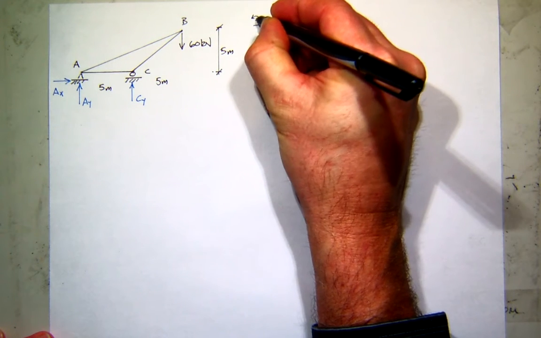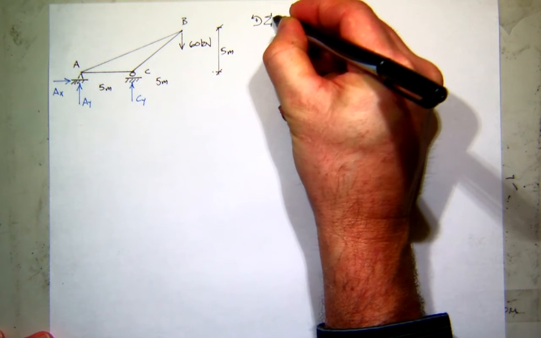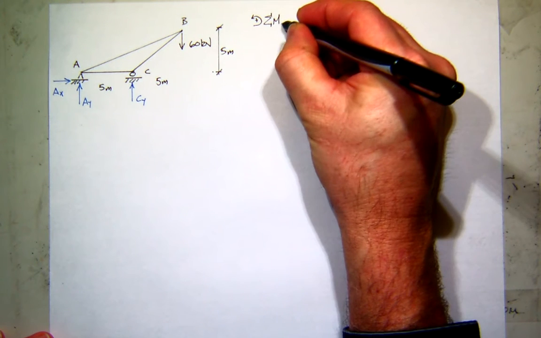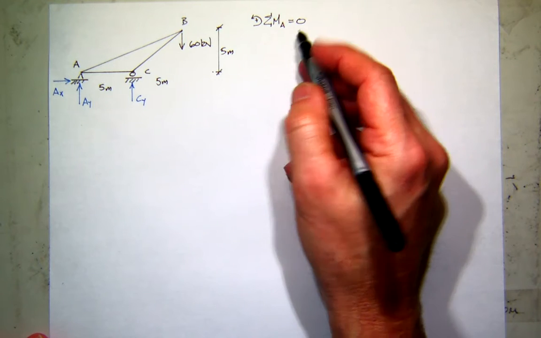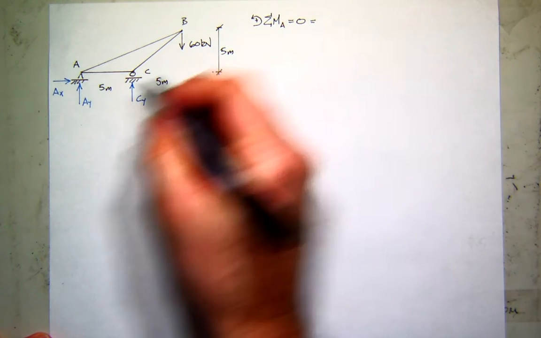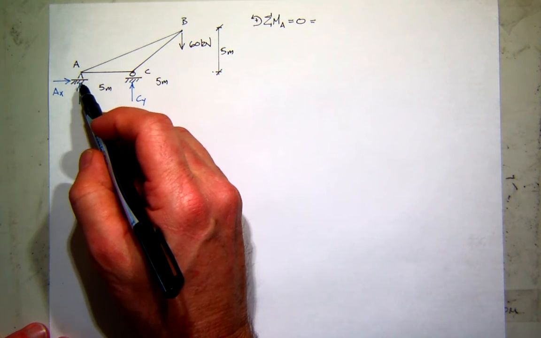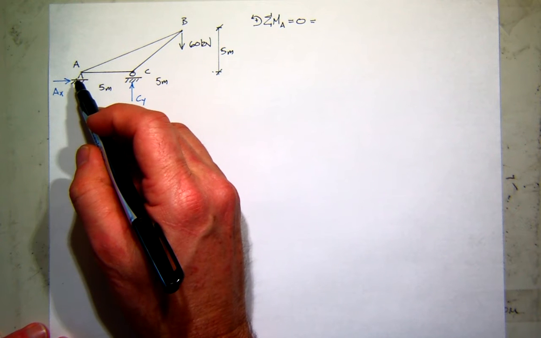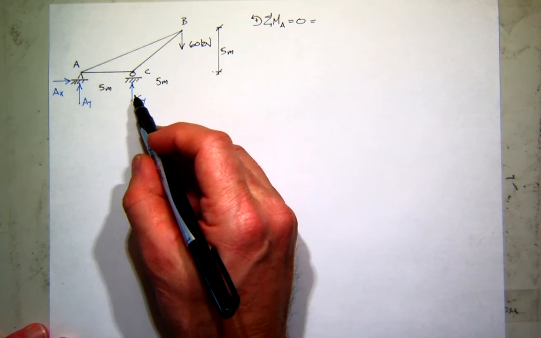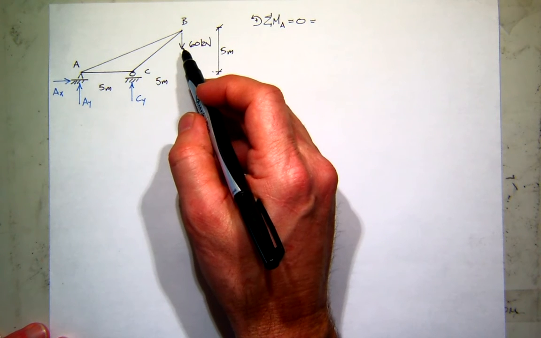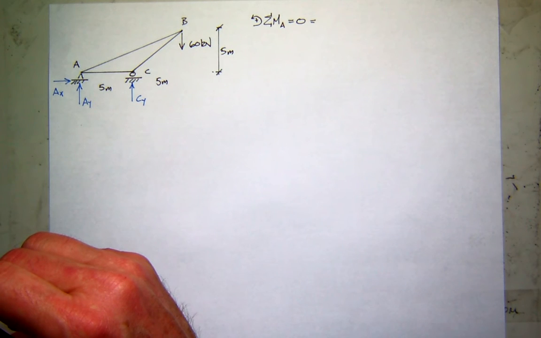So I'll assume right-hand rule, and we will sum all the moments of the forces about point A and make sure the structure is in equilibrium. So what do we have about A? Well, we know AX and AY are concurrent at A, so they have no moment arm and create no moment. CY creates moment, and this applied force of 60 kilonewtons creates moment.